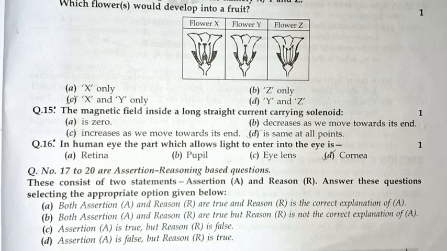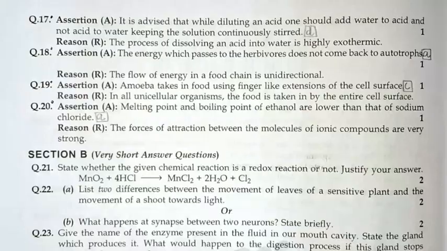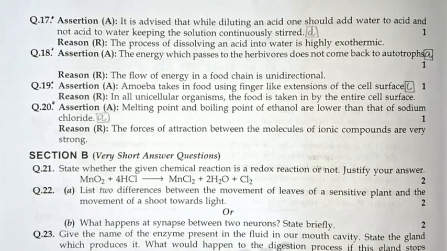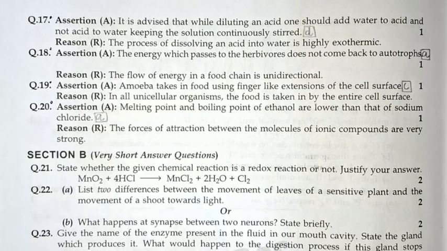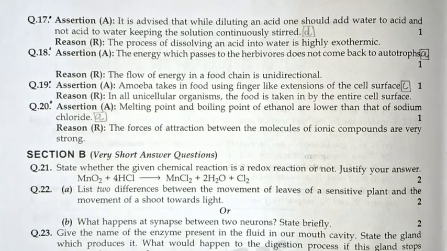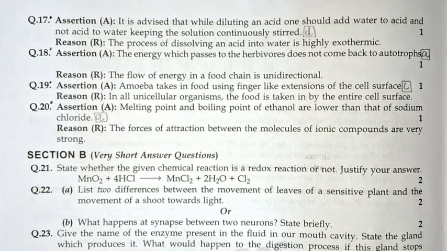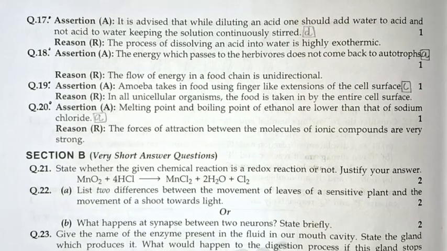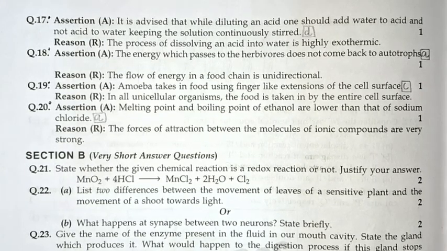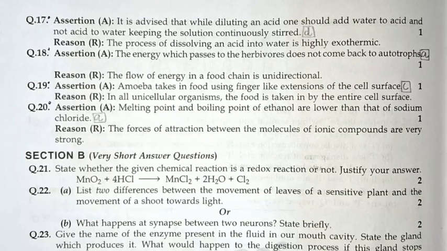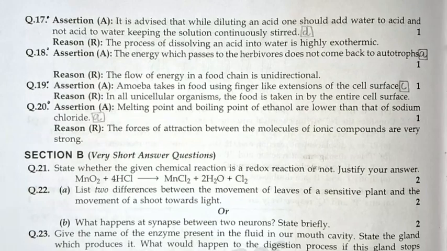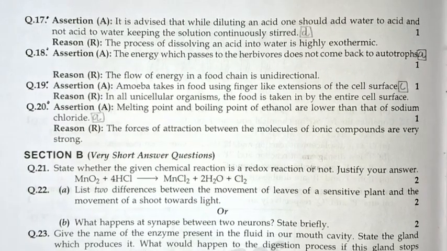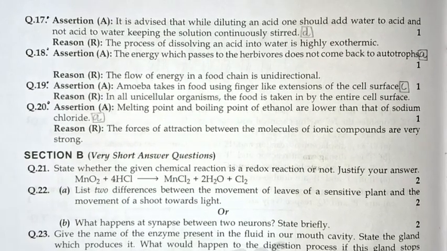Now question number 17 to 20 are assertion reasoning based questions. Question number 17. Assertion. It is advised that while diluting an acid, one should add water to acid and not acid to water, keeping the solution continuously stirred. Reason: the process of dissolving an acid into water is highly exothermic. Answer is option D. A is false and R is true.